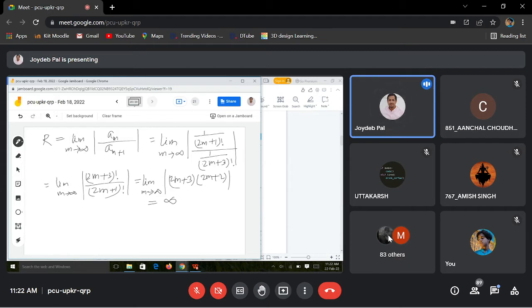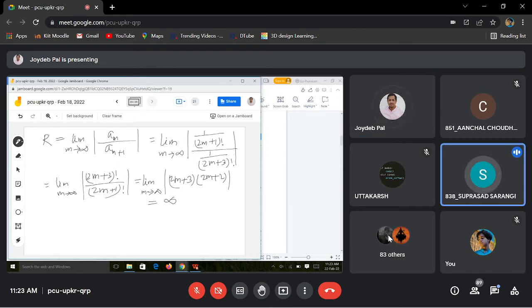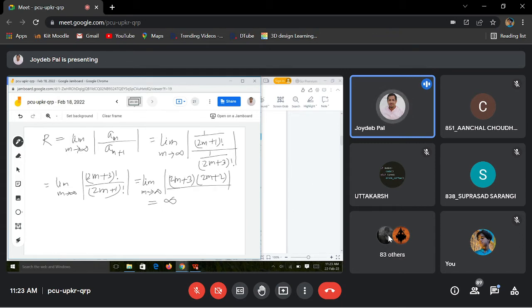Now, what is meant by radius of convergence infinity? Sir, can you explain how the value comes to be infinity? That is the limiting part. I hope all of you know how to find a limit. It is actually a polynomial. In that polynomial, if you put m as infinity, then it becomes infinity. Simple thing. There is no other trick here. You can never make it finite. That is a very basic thing.